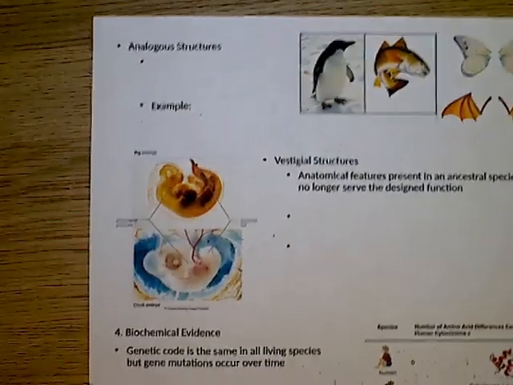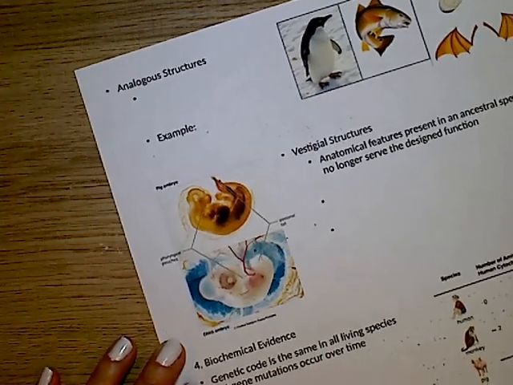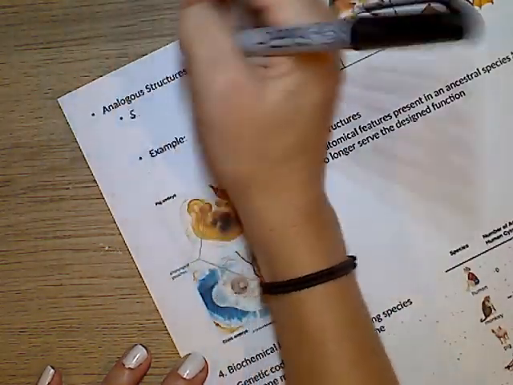Okay, analogous structures, on the other hand, are structures that are functionally similar, but have no common evolutionary origin.